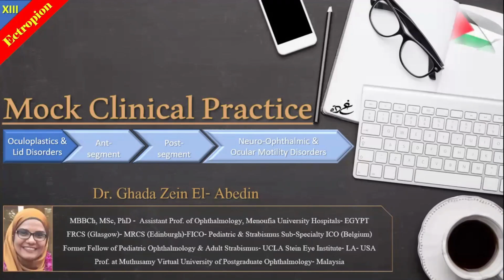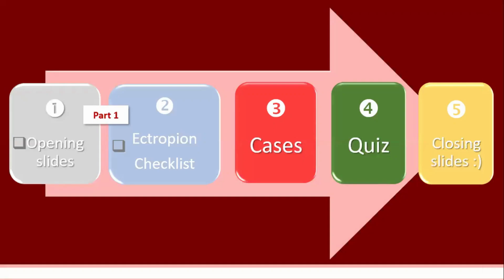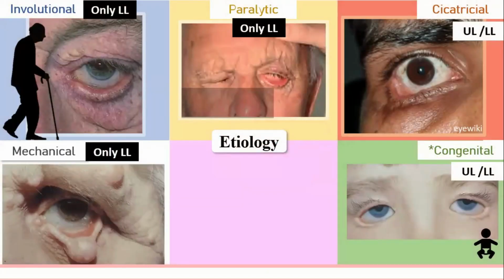This is a continuation of the previous class, as you know. In the previous class, we covered the first two parts, the opening slides and the Ectropion checklist. And today, we are going to talk about the cases, quiz part, and the closing slides. But before we start with the cases, I'm going to repeat some of the slides with some refinement.